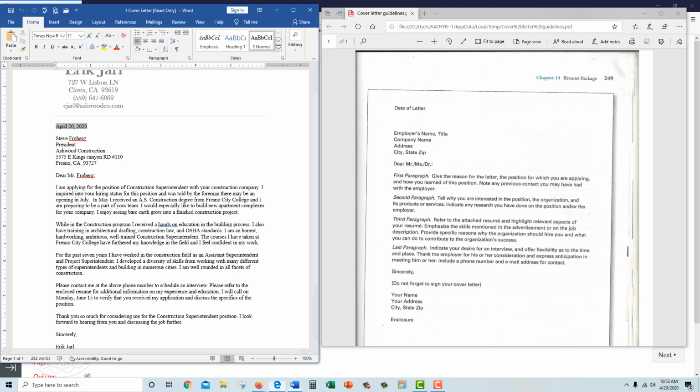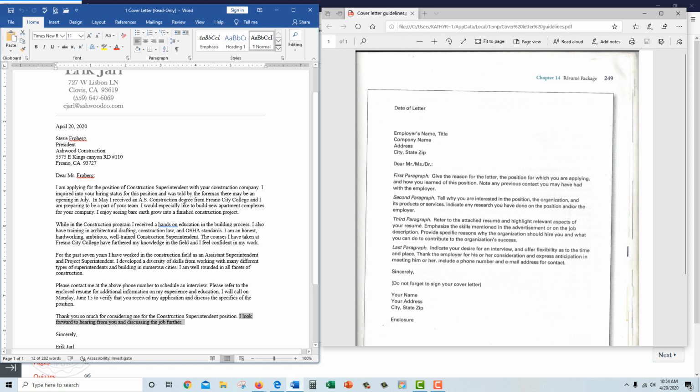This person said, down here, please refer to the enclosed resume for additional information on my experience and education. And also in the fourth paragraph, he sort of mixed those up a little bit, but that's okay. Indicate your desire for an interview. Down here, I look forward to hearing from you and discussing the job further. So, thank the employer for their time and let them know that you're available.